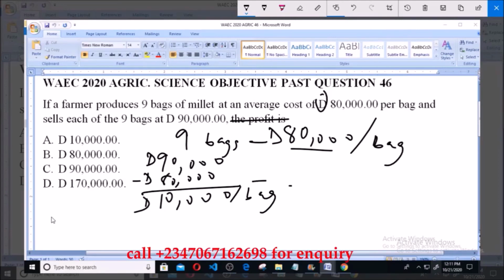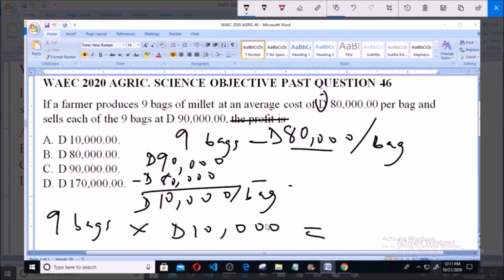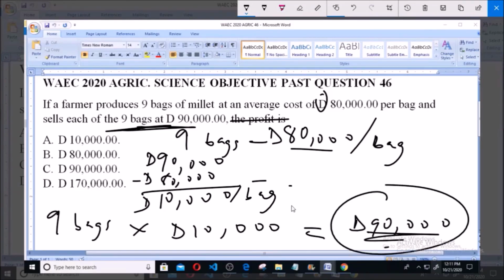Now he sold 9 bags, so 9 times 10,000 D will give you the profit for the 9 bags which he sold at 90,000 D. So that is 90,000 D. So that means the farmer made a total profit of 90,000 D, and 90,000 D is option C. So option C is the correct answer to this question.